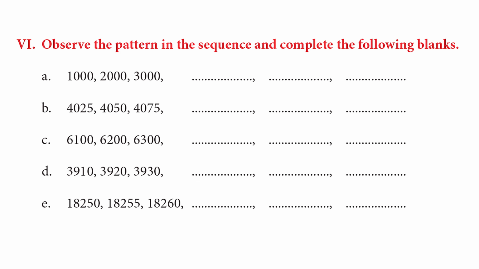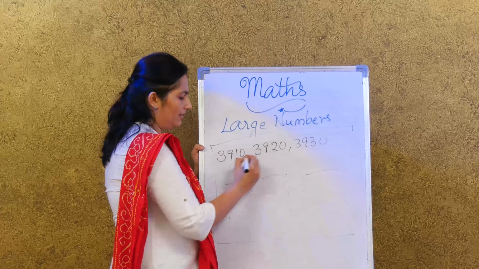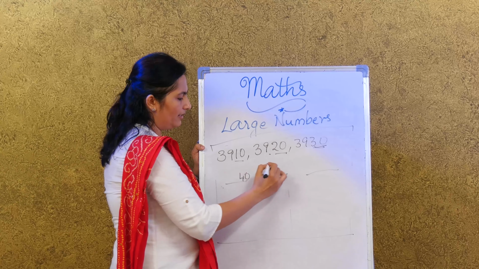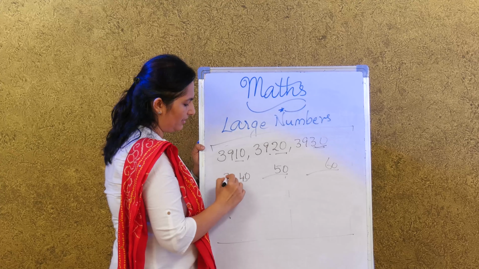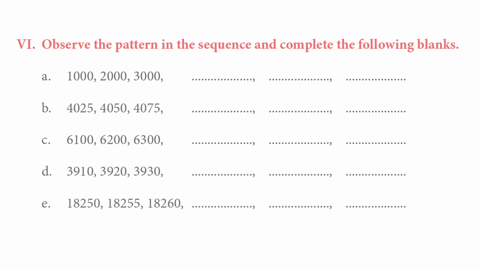Okay? All right. Observe this pattern in the sequence and complete the following. A says 1000, 2000, 3000, 4000, 5000. Let's take one more example, 3910, 3920, 3930. You are asked to fill 3 more blanks. So, yes, it's all tens. The next would be 3940, 3950 and 3960. Okay, I hope you have understood.